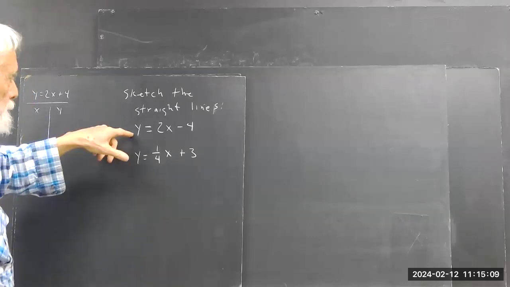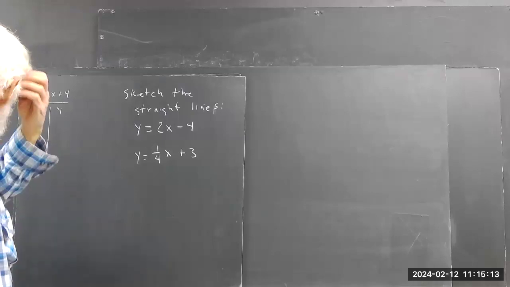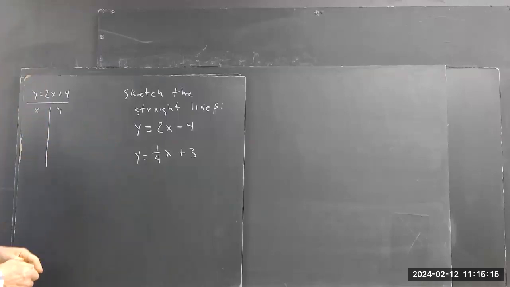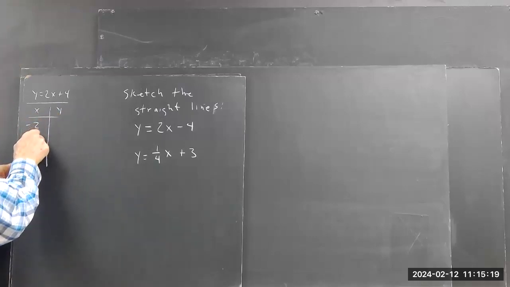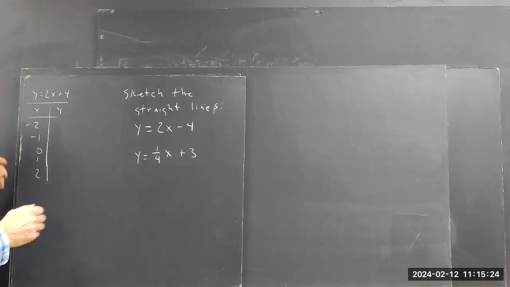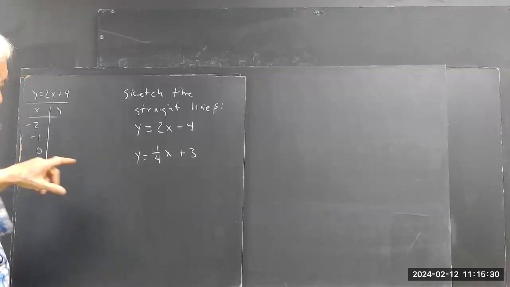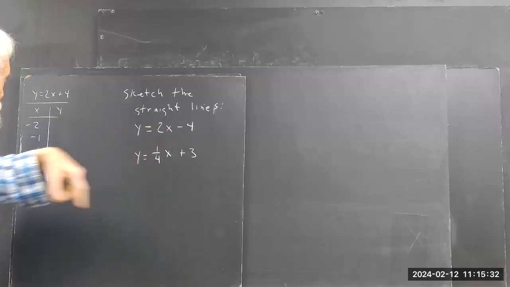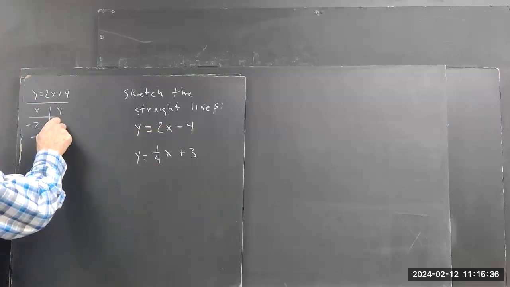Two ways to graph this one. We can make a table. It's a straight line, no fractions, so it makes pretty good sense just to use x equals -2, -1, 0, 1, 2. We could use other numbers, but this will give us a pretty good picture. And then we evaluate the function. If x is -2, we get -8.